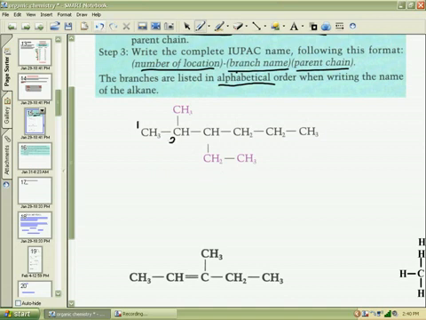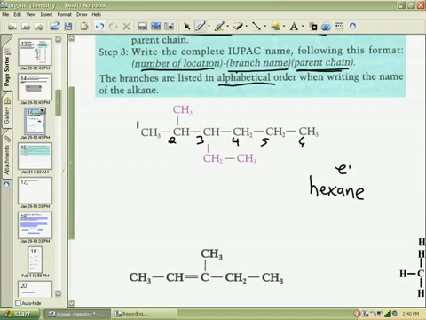1, 2, 3, 4, 5, 6. So it's a 6 carbon chain. So our parent chain for 6 is a hexane. Now, if I saw a double bond in here somewhere, I would call it a hexene.